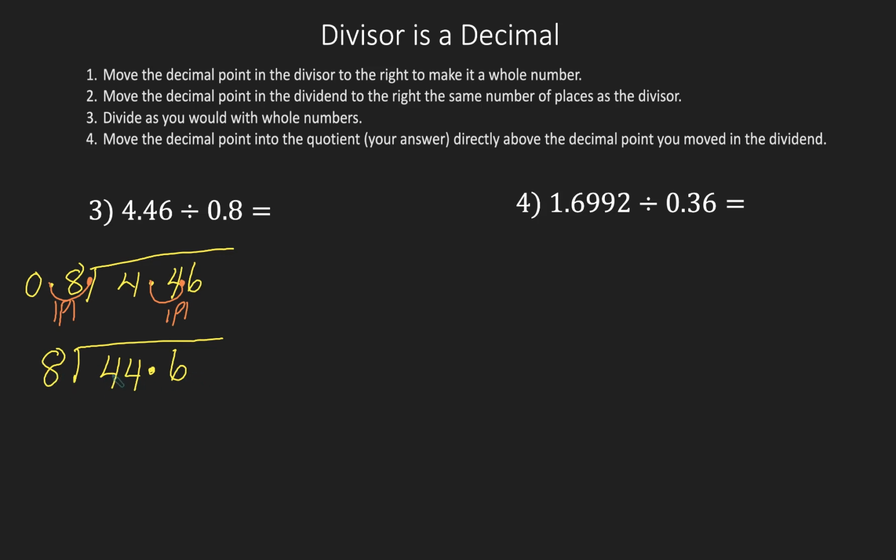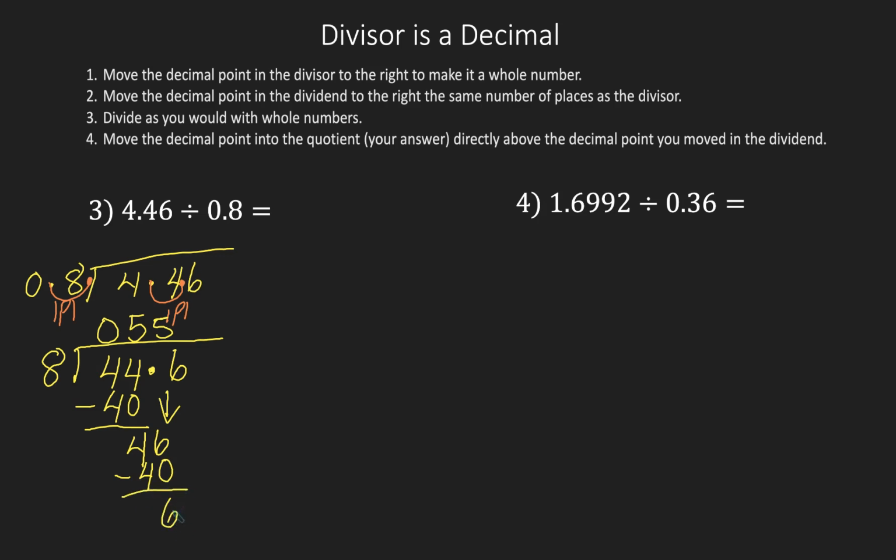So 8 goes into 4 0 times. Now the 4 is going to merge with the 4 and make 44. 8 goes into 44 5 times. 5 times 8 is 40. I subtract, I get 4, and I bring down my 6. Starts all over again. 8 goes into 46 5 times. 5 times 8 is 40. When I subtract, I get 6.